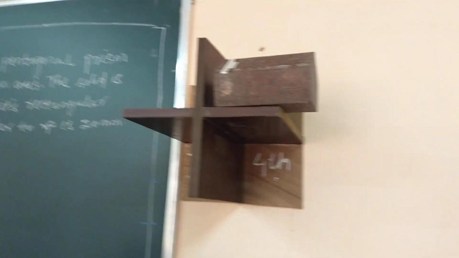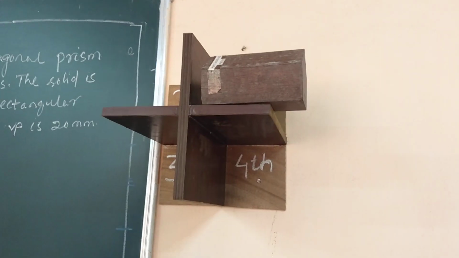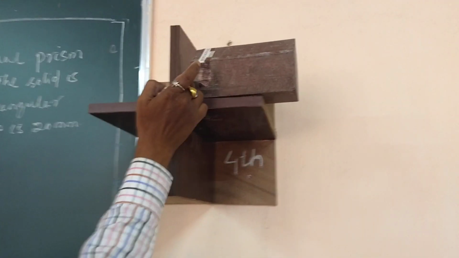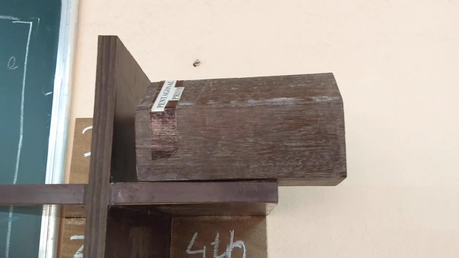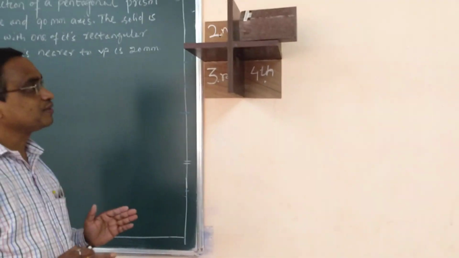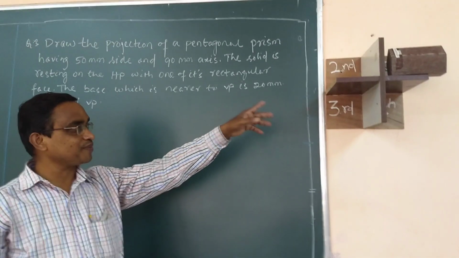The prism is resting on the HP with one of its rectangular faces, and it is 20 mm in front of VP. Means the base which is nearer to VP is 20 mm in front of VP. This is the position of the solid. So first step is, which angle projection is it? It is first angle projection.